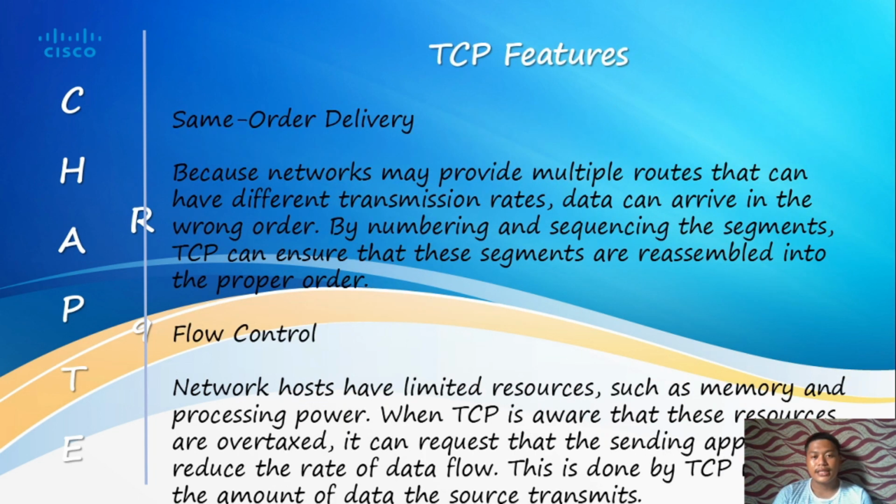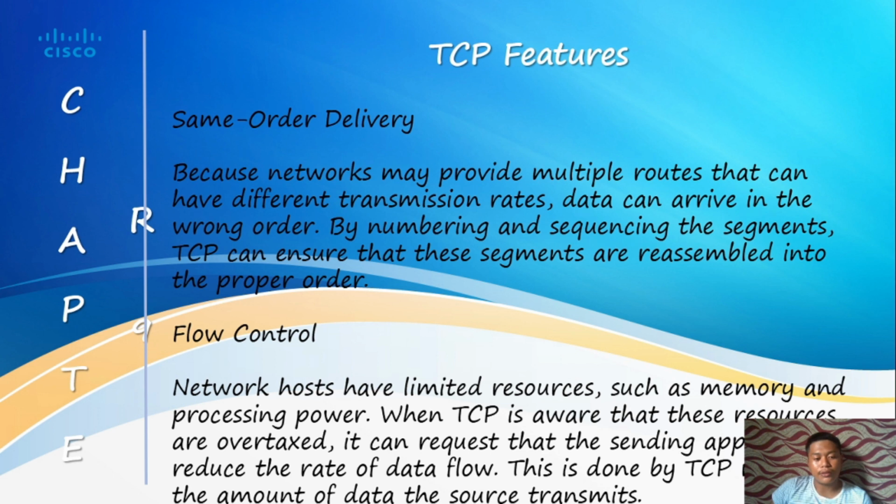So, TCP features: same order delivery and flow control. Same order delivery, because networks may provide multiple routes that can have different transmission rates. Data can arrive in the wrong order. By numbering and sequencing the segments, TCP can ensure that these segments are assembled into the proper order.